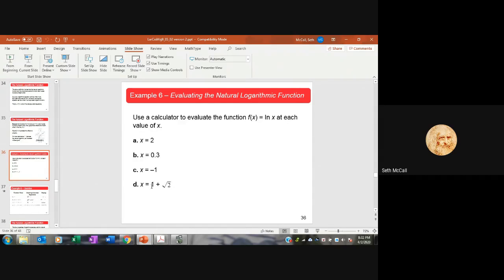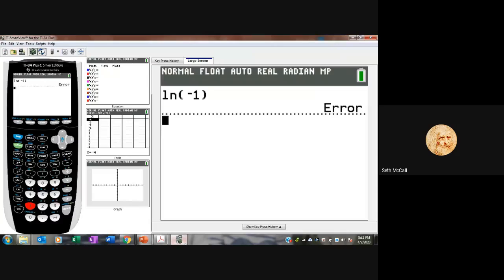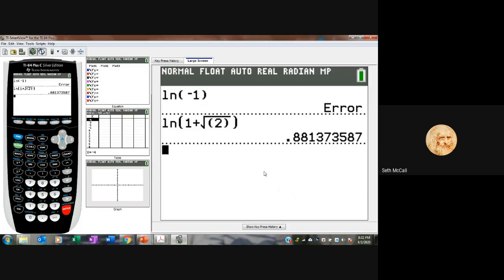Now, this last one, 1 plus root 2, you've got to be careful with this. When you hit natural log and you do 1 plus square root of 2, make sure that you close out both sets of parentheses, and you get 0.88137.